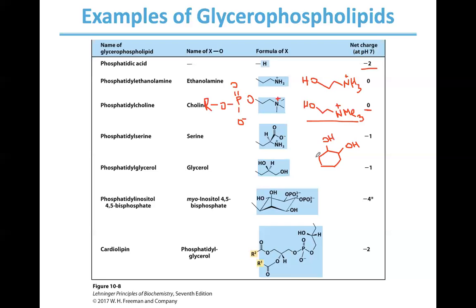Inositol oftentimes is called a pseudo sugar because it has a 6-membered ring. It has a whole bunch of hydroxy groups, but it doesn't have an endocyclic oxygen. So in other words, there is no oxygen in the ring. It's not a pyranose. It's actually cyclohexane, which has 6 hydroxy groups. And it's known as inositol.